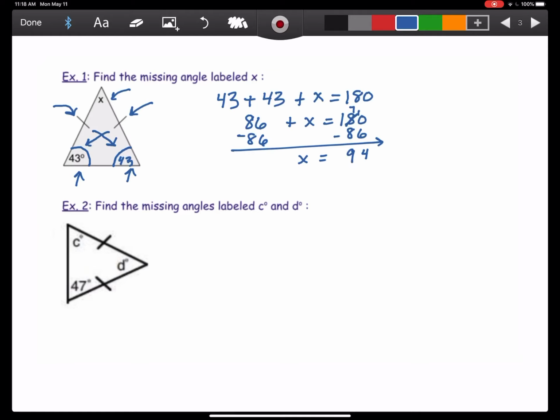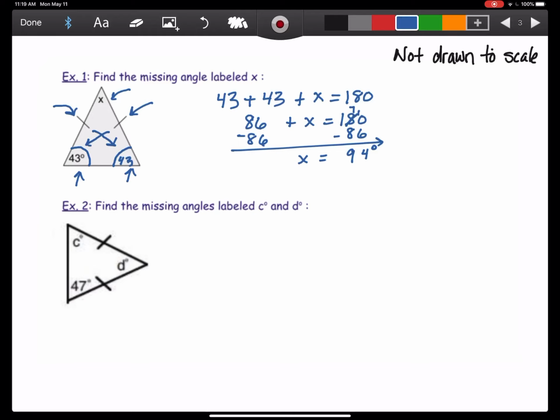x equals 94 degrees. Now, it's okay that that doesn't really make sense, because remember, these pictures are not drawn to scale. Okay? Not drawn to scale. So x is 94 degrees. Got it. That's fine. Okay, now, example 2.